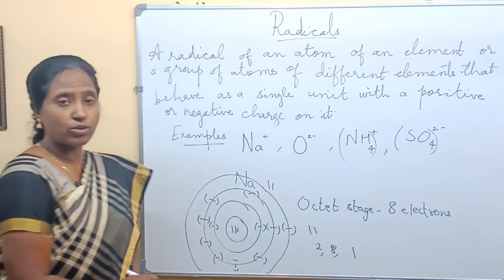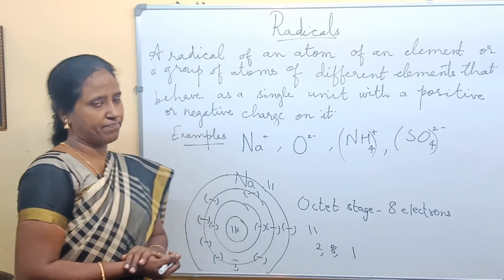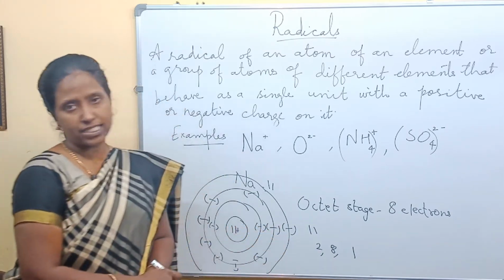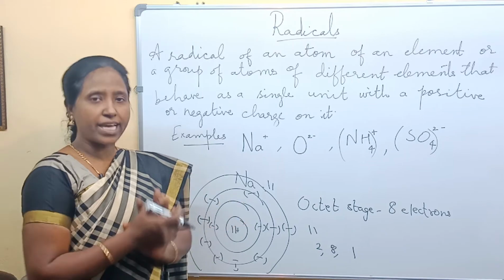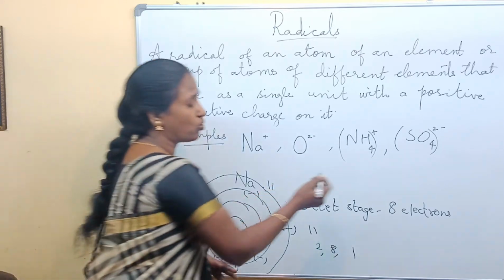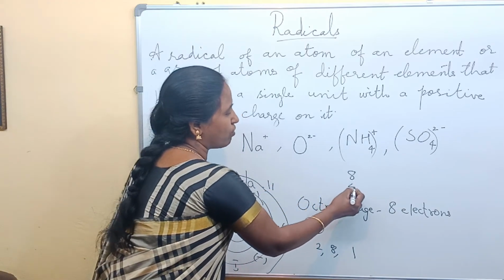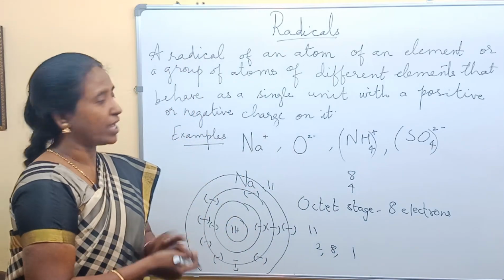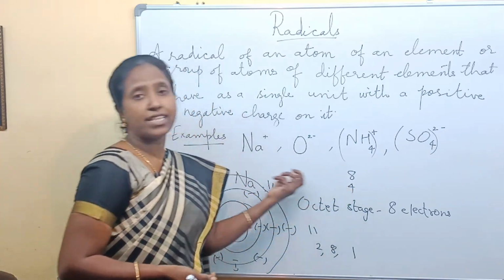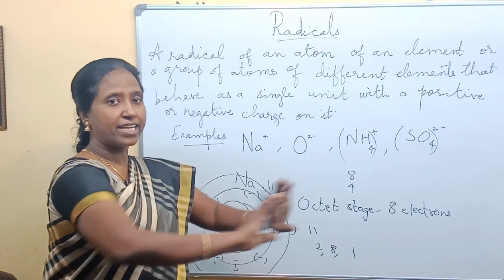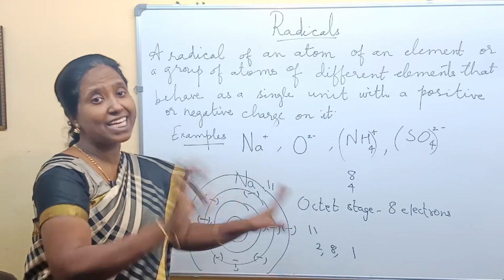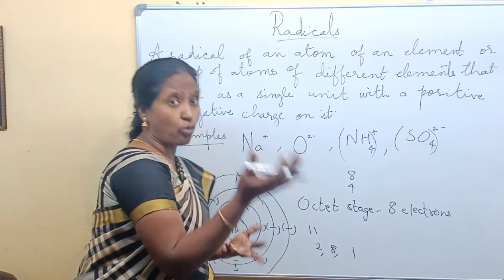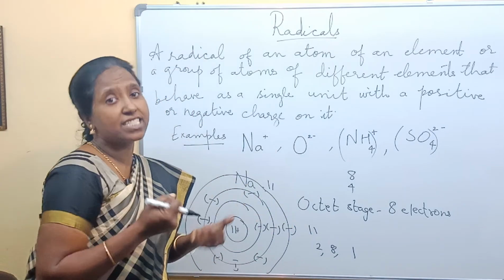Okay, and I told you 8 should be there. But here only 1 is there. So it is on the losing end. You should know this: if it is fewer than 4, it gives up the electrons. It leaves the electrons. If it is more than 4, it gains the electrons.